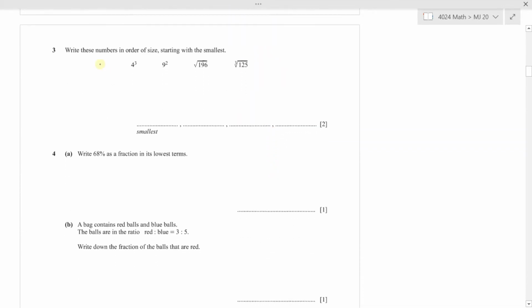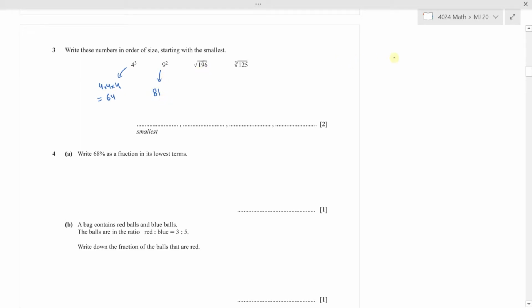Question number 3 is write these numbers in order of size starting with the smallest. So let's first compute their values so that we can compare them easily. 4 power 3, 4 cube will be 4 into 4 into 4, which is 4 fours are 16, and 16 times 4 is 64. 9 square is 81.